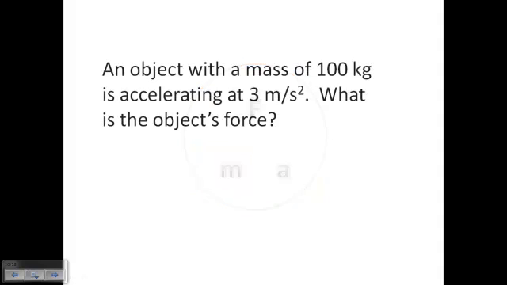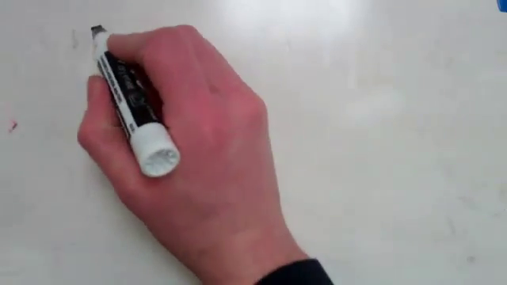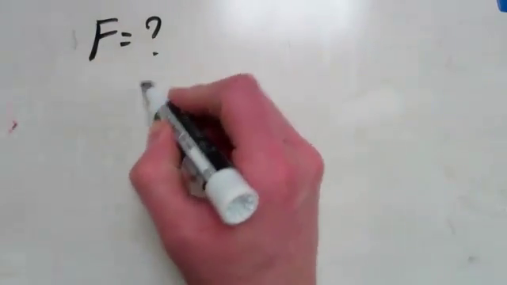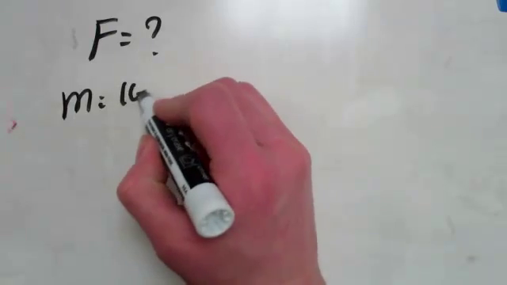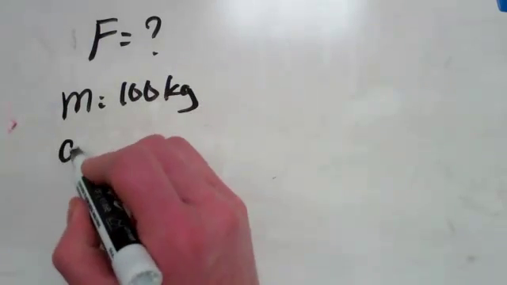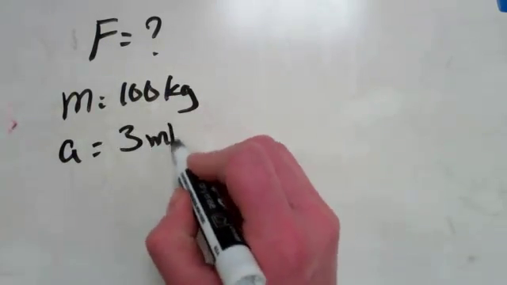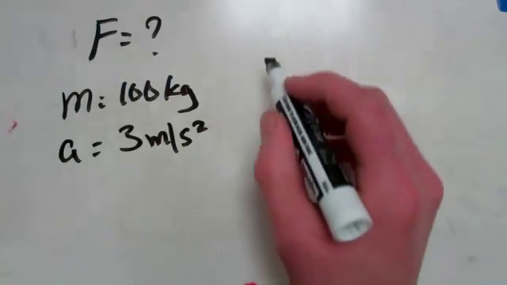So let's take a look at this first problem. It's on your sheet. An object with a mass of 100 kilograms accelerating at 3 meters per second squared. What's the object's force? So let's work this one out together. Alright, so we know that force is what we're trying to figure out. Our mass was 100 kilograms, and our acceleration was 3 meters per second squared. So it's going to be pretty straightforward.